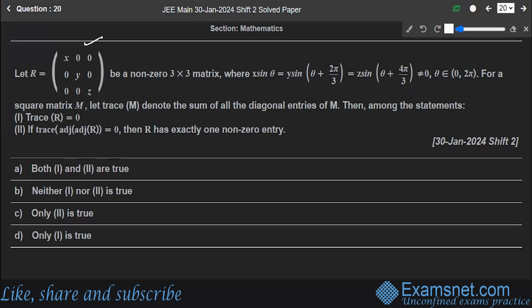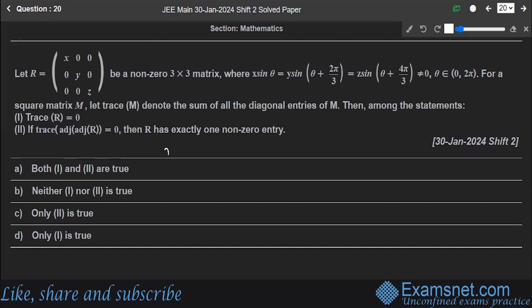Question number 20. Let R be a non-zero 3 by 3 matrix where x sine theta is equal to y sine (theta plus 2 pi by 3), equal to z sine (theta plus 4 pi by 3), not equal to 0, theta lying between 0 to 2 pi. For a square matrix M, let the trace of M denote the sum of the diagonal entries of M. Then among the following statements, number 1: trace of R is equal to 0, and if trace of adjoint of R is equal to 0, then R has exactly one non-zero entry.